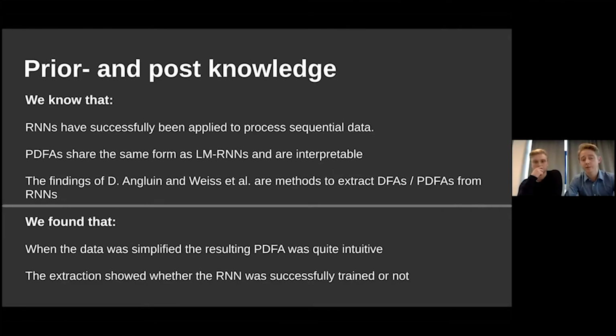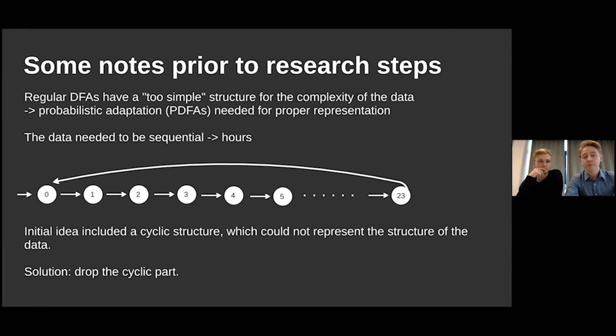And doing this, we found that through simplifying data structures enough, PDFAs extracted from RNNs could properly represent the intuitiveness of some network and what it's learning. And it also showed that the extraction could tell us something about the successfulness of the training of the recurrent neural network. We'll go through some quick notes as well.